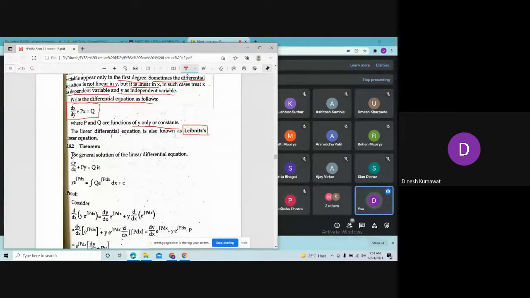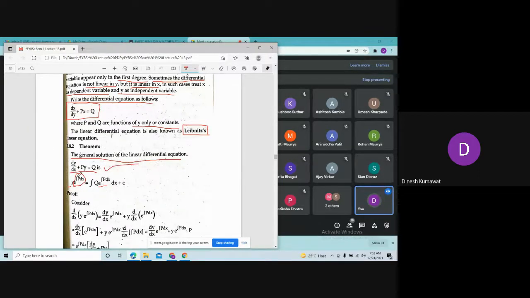Now, how are you going to apply the method of linear differential equation? So the general solution of the linear differential equation, dy by dx plus py is equals to q, is y into integrating factor is equals to integration of q into integrating factor dx plus c. Now remember, this you have already studied. This is nothing but the integrating factor for this linear differential equation.